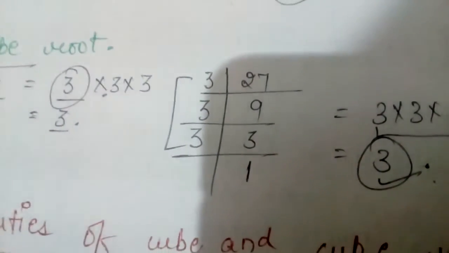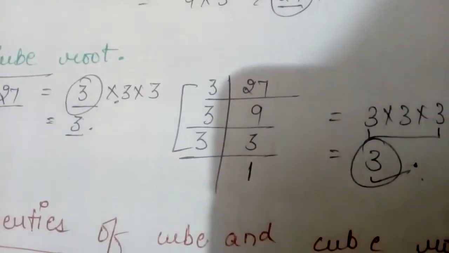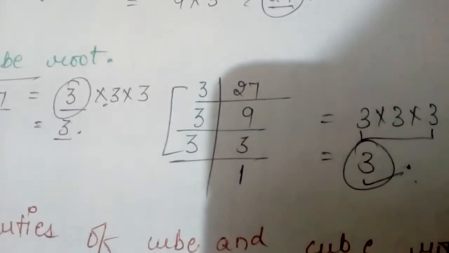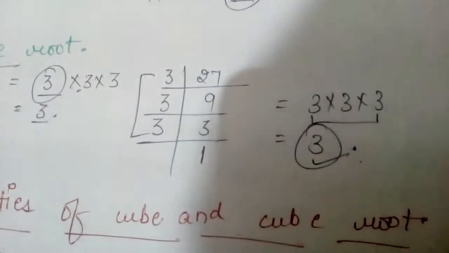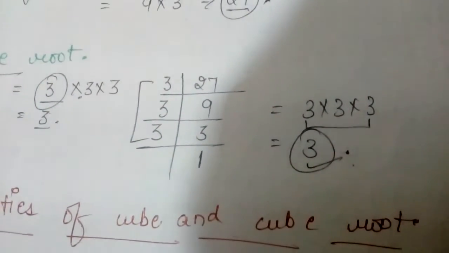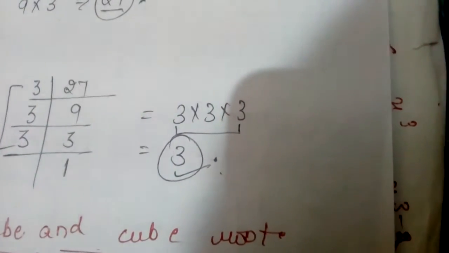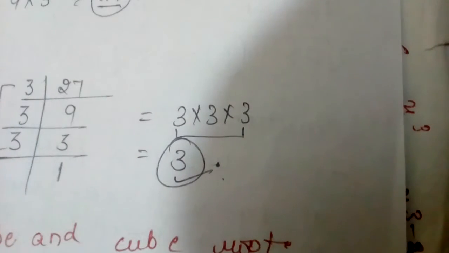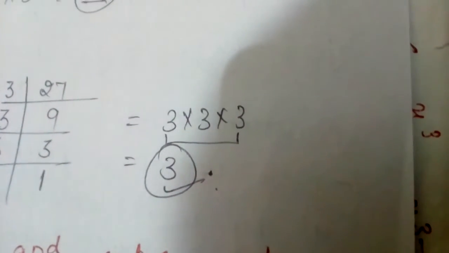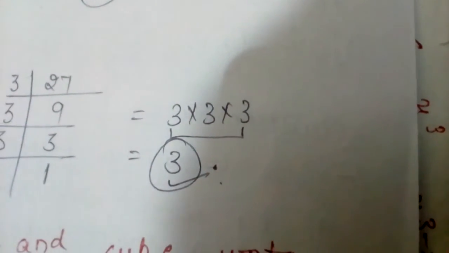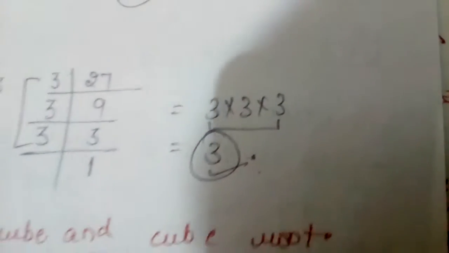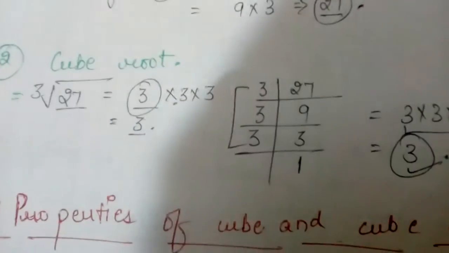Okay, so we have to find the prime factors of 27 and then we take a pair. We form a group, and a single group consists of 3 digits. Like 3 into 3 into 3, it's just a single digit 3. So the cube root of 27 is 3.